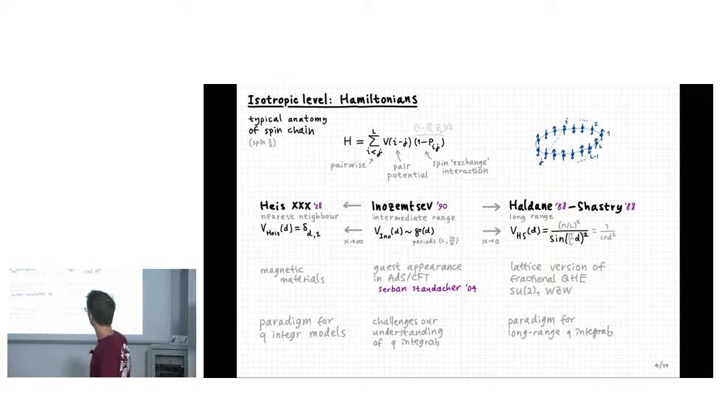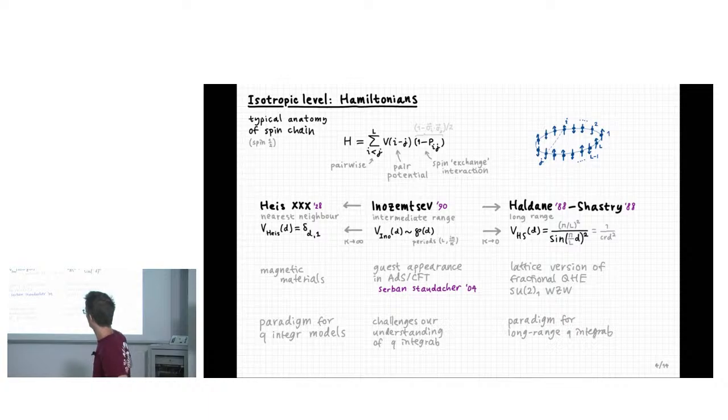This Haldane-Shastry spin chain is interesting for various reasons. One is that you can think of it as a lattice version of the fractional quantum Hall effect. It's a lattice model, but it exhibits some sort of fractional exclusion statistics. So there are some sort of anyons, in a certain sense. And also it has an antiferromagnetic wave function, which looks a lot like a Laughlin type wave function from the fractional quantum Hall effect. So Haldane was interested in this for this reason, that it's a lattice version of something that he liked a lot.